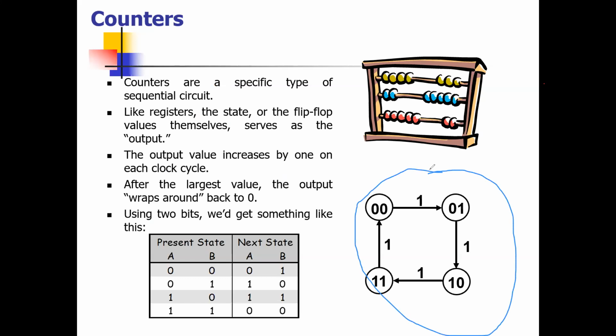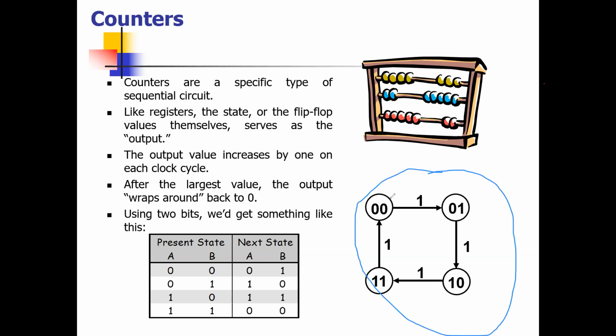We have 2 present states, yes, very good, because we have 4 combinations. And how many flip-flops? 2 flip-flops. So if 2 present states, then how many next states? 2 next states. And look, you can see here the input is always 1.